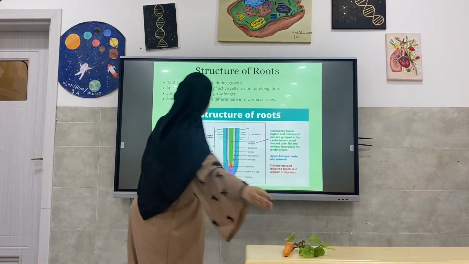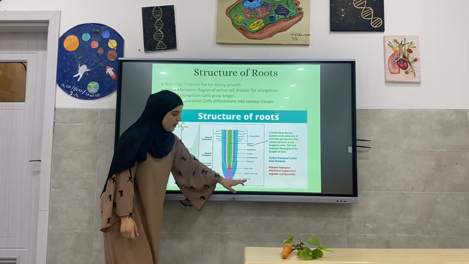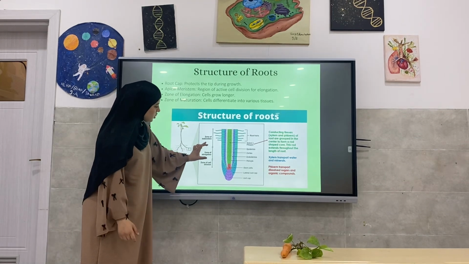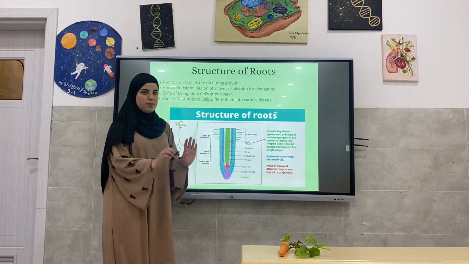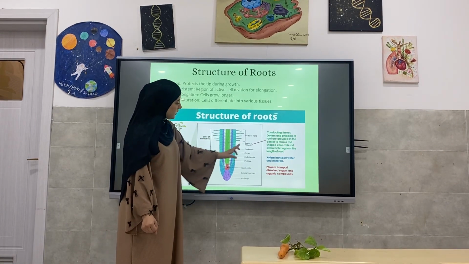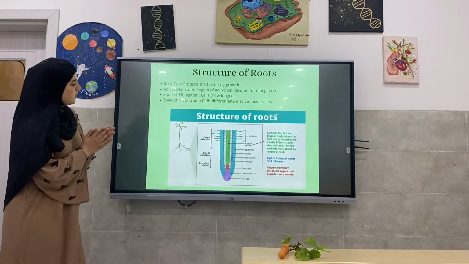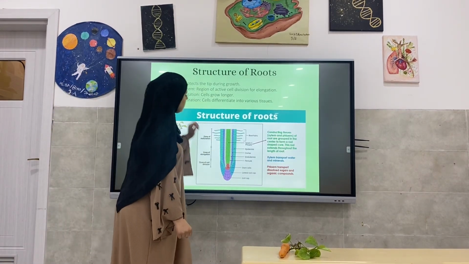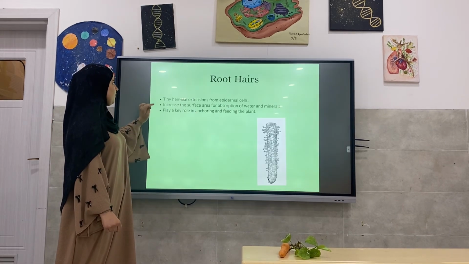As I said, zone of cell division including stem cell, lateral root cap, and zone of elongation including epidermis, cortex, endodermis, and pericycle. Zone of maturation including root hair, xylem and phloem, and also root hair and xylem and phloem. This is the zone of maturation.